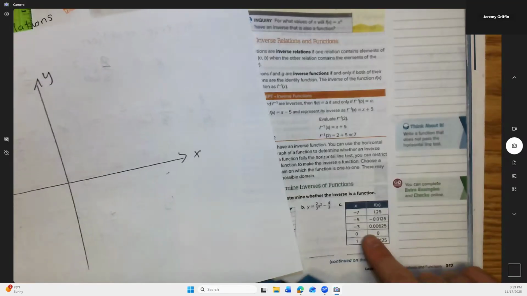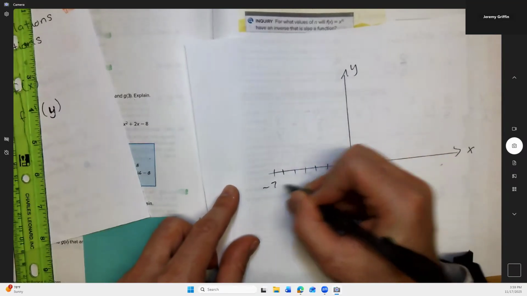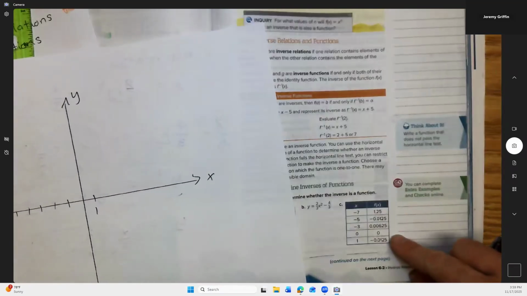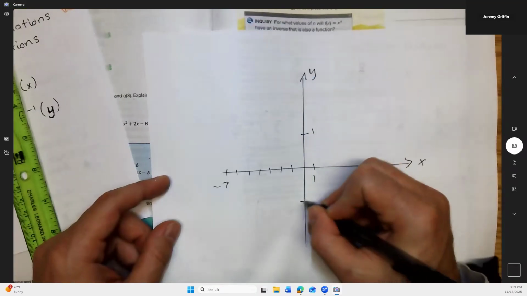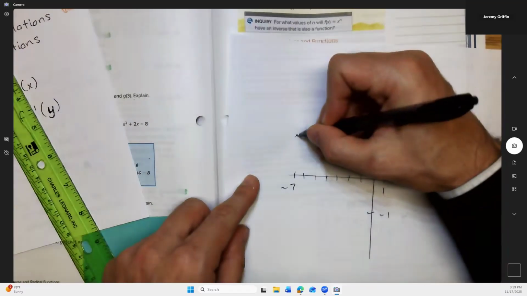So x goes from -7 to 1. 1, 2, 3, 4, 5, 6, 7. There's -7. Here's 1. And the y values, ooh, well, those are really tiny. Let's kind of spot them somewhere. Like this was 1, this is -1. Whatever. And so -7, 1.25 could be right here.